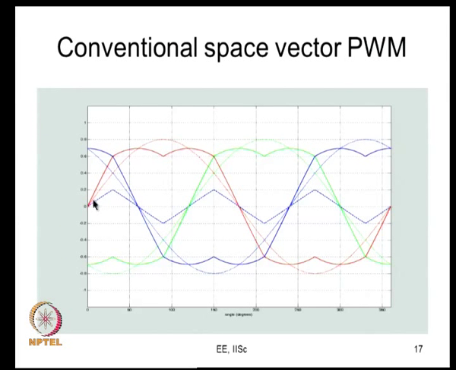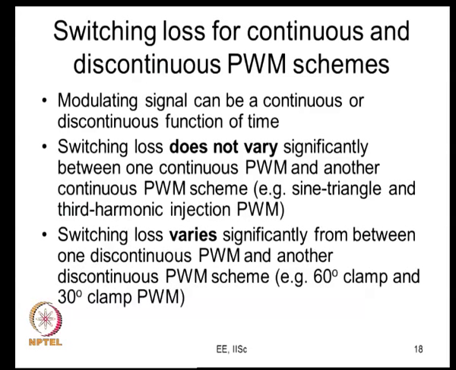In conventional space vector PWM, if this is your fundamental sinusoidal modulating signal, and this would be the kind of common mode added, you would get a modulating signal which is like this. Here also the switching loss is the same as we discussed before. Now, just to recap, the modulating signal can be continuous or discontinuous, and the switching loss does not vary significantly from one continuous to another continuous PWM scheme, whereas it varies significantly from one discontinuous PWM to another, as we saw in some examples yesterday.